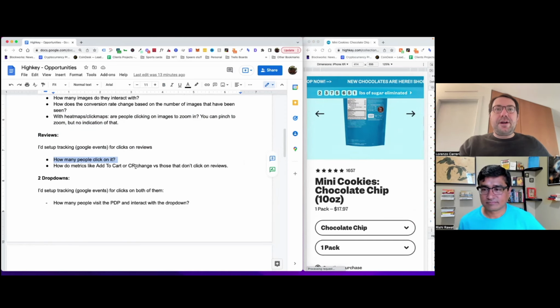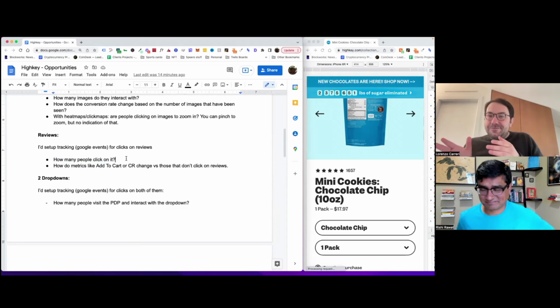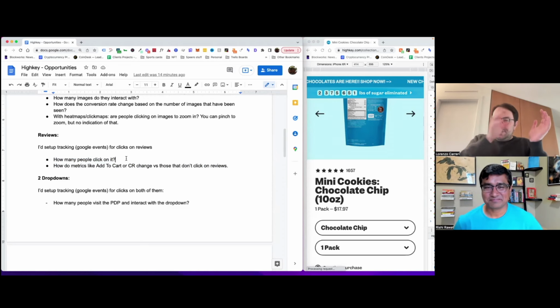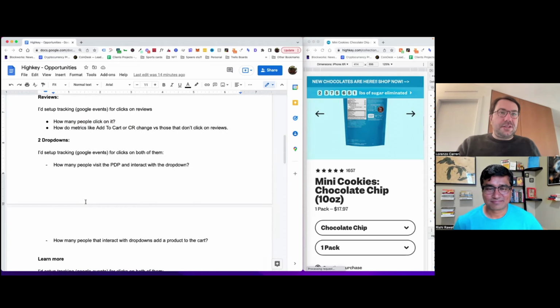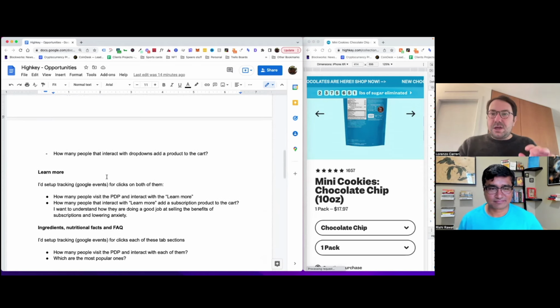And the other question I have around reviews is, how do metrics like add to cart or conversion rate change versus those that don't click on the reviews, right? Can you compare these two metrics between the people that have clicked on the reviews versus those that have not? I'm going to say last thing, because there's a lot of things here in this document.